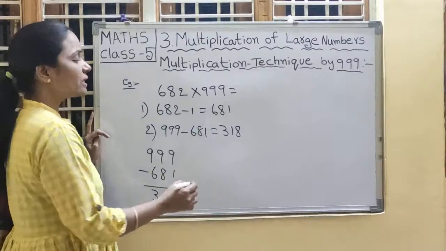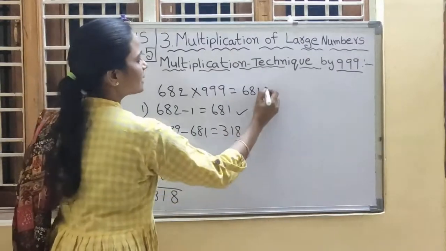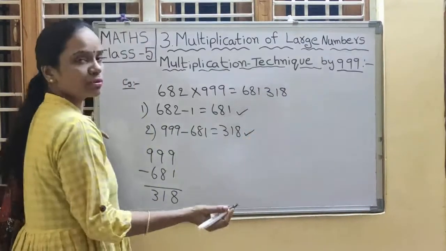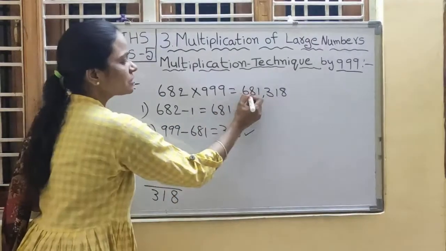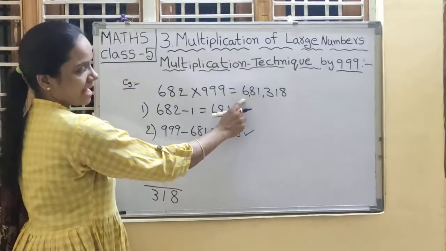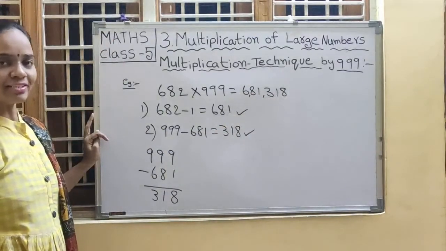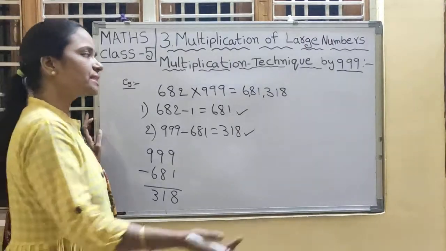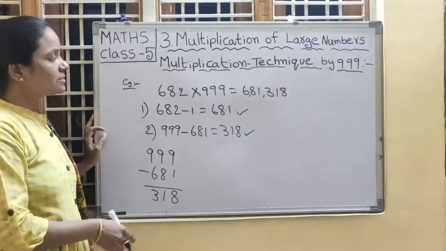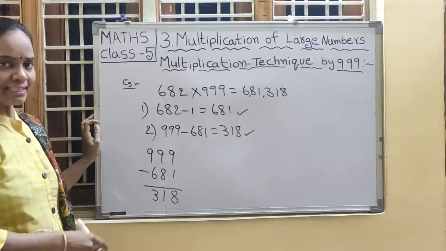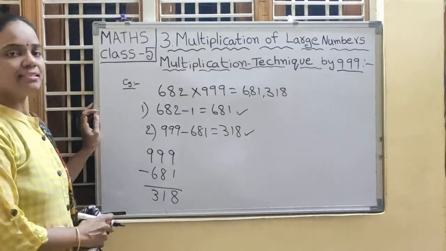So first, what do we have to write? We have to write this number first, 681. Second number, write next, 318. Now put the commas. After each period, we have to put the comma. So first 3 places, next 2 places. So it is 6,81,318. Very easy. Have you understood, children? If you have any doubt, you can check with normal multiplication also. You will get the same answer. Note it down, children. Shall we take one more example for this technique? Easy or difficult? Very easy.